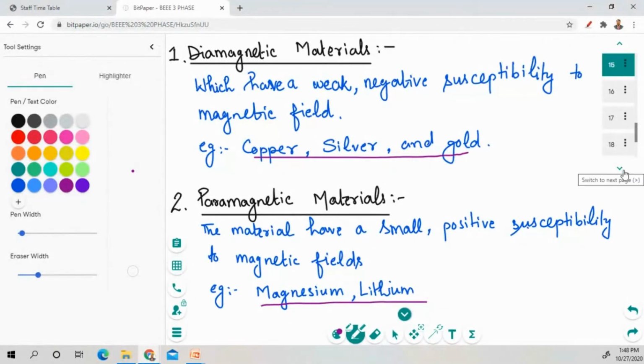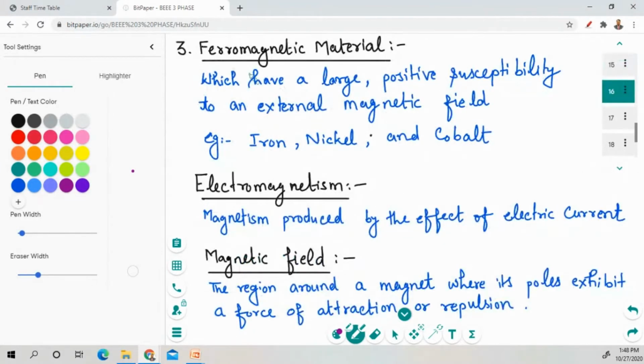Okay, so ferromagnetic material uses iron, nickel, and cobalt. So these are the three types of materials. They can be used for magnetism. Okay, so what is magnetism? Magnetism is produced by the effect of electric current. Okay, when we supply some current, then magnetism will be produced in a coil.